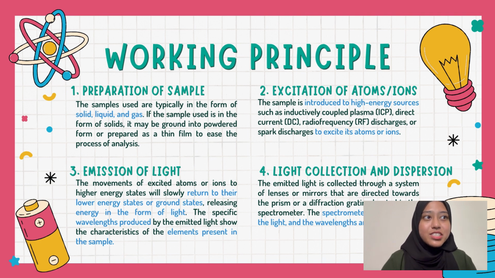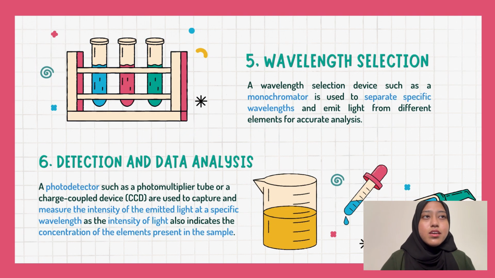Next is the light collection and dispersion. The emitted light is collected through a system of lenses and mirrors and directed towards the prism called spectrometer. So this spectrometer then disperses the light and the wavelengths are collected. The fifth one is the wavelength selection, in which a monochromator is used to separate specific wavelengths and emit light from different elements for accurate analysis.